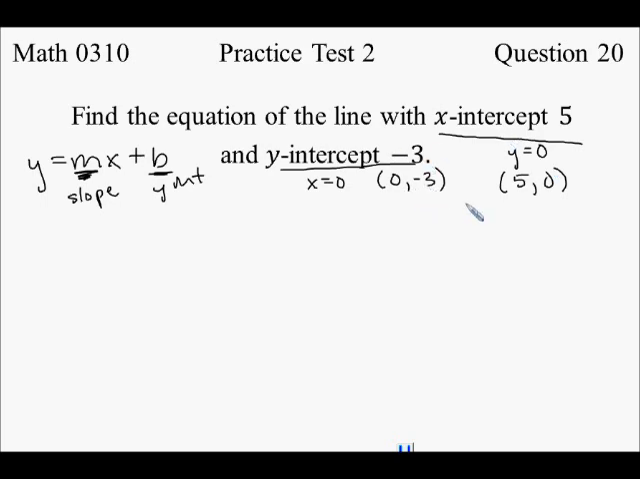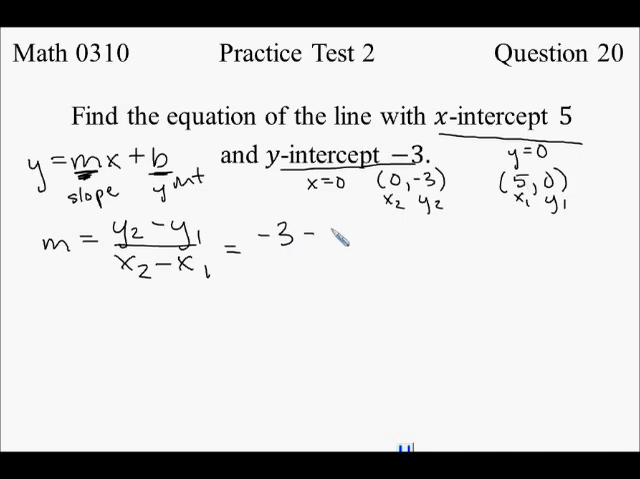Now that we have 2 points, we can find slope, because our slope equation uses 2 points. I'll call this my x1 and y1, since that's the first point they gave me, and this will be my x2 and y2. We use the slope equation: m equals y2 minus y1 over x2 minus x1. y2 is negative 3 minus y1, which is 0. x2 is 0 minus x1, which is 5. On top, negative 3 minus 0 gives us negative 3. On the bottom, 0 minus 5 is negative 5. We generally want to simplify a negative over a negative, and that gives us a positive 3/5 for our slope.